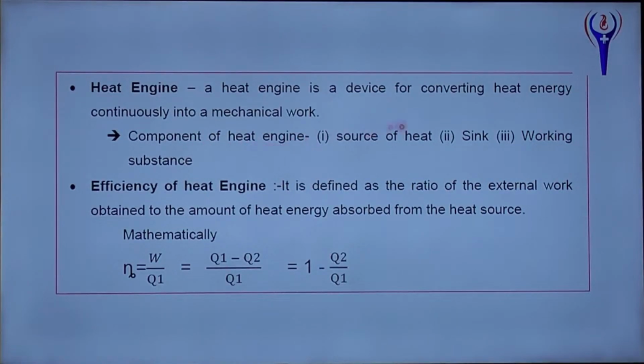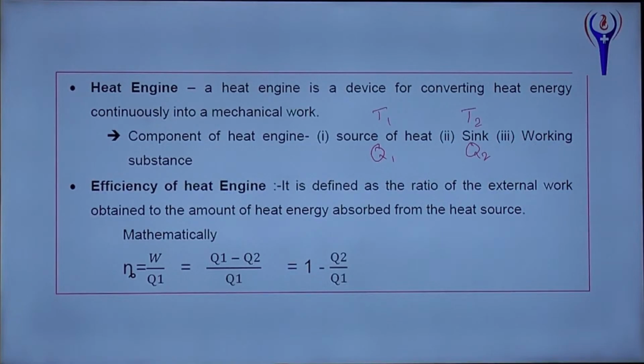Components of a heat engine: source of heat, and the source is the region having an infinite amount of heat at temperature T1. T1 is the temperature of the source and Q1 is the energy of the source. T2 is the temperature of the sink and Q2 is the energy at the sink. Then the working substance, which is a gas or fuel. For our petrol engine, petrol is liquid, and after combustion it converts into gas.